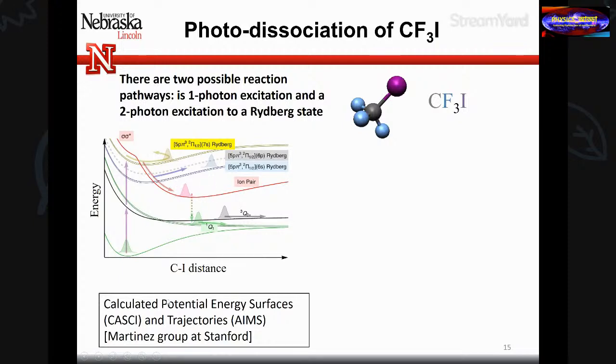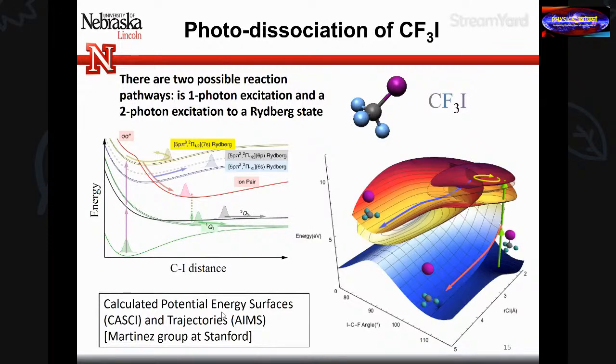And here we got a lot of help from the group of Todd Martinez at Stanford, who did calculations and simulations of what happens in the dynamics. So, of course, this is a multidimensional reaction. So this picture only gives you sort of a cartoon view of what's happening. This one's a little bit better because it has two coordinates. This is the CI distance, and this is the ICF angle. So this angle, and you see this explains things a little bit better.